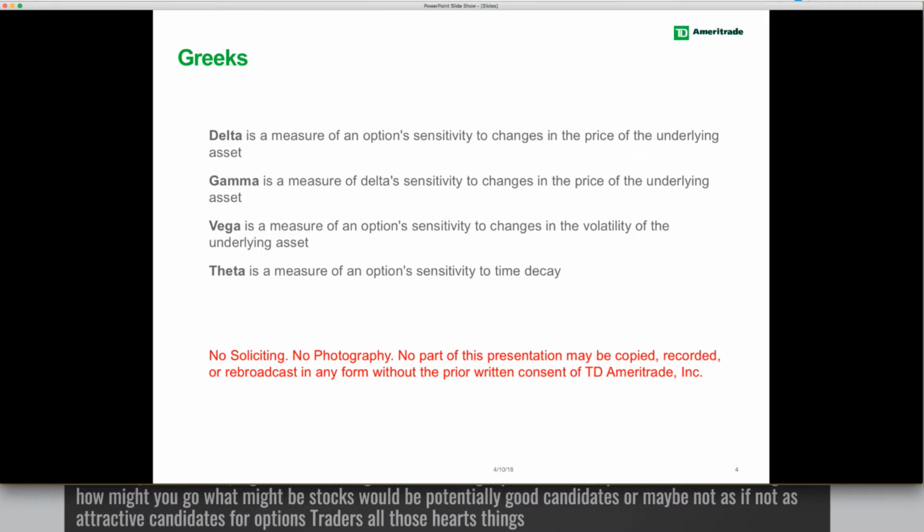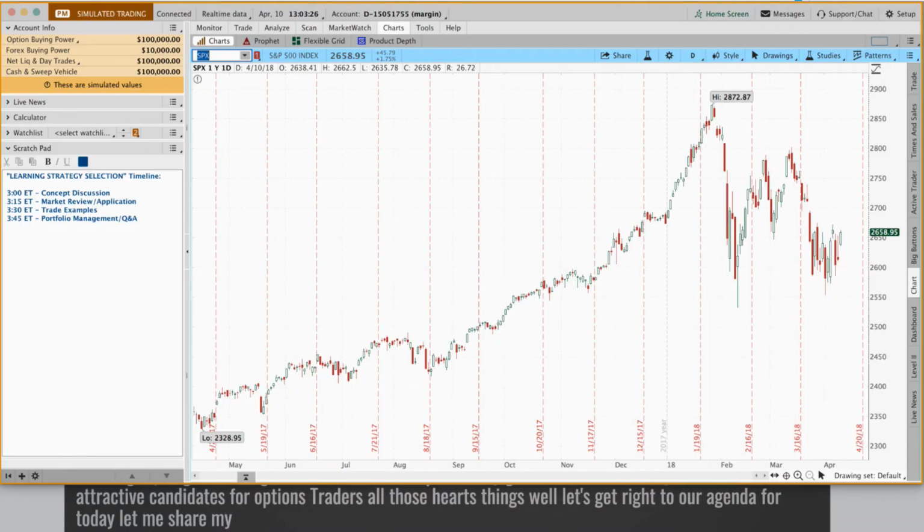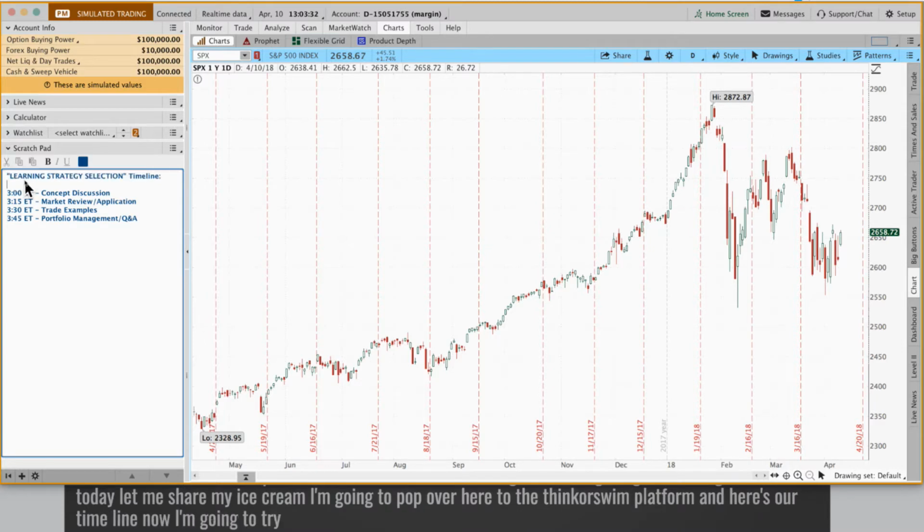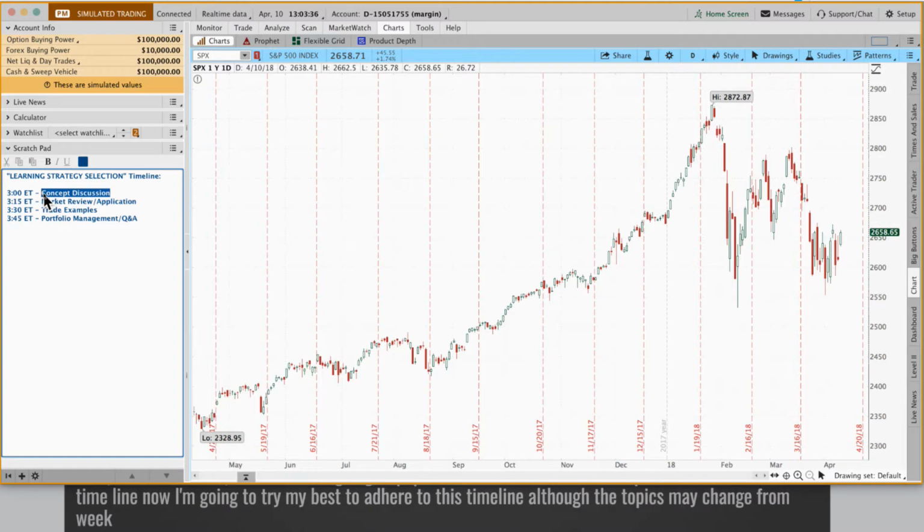All right. Well, let's get right to our agenda for today. Let me share my screen. I'm going to pop over here to the Thinkorswim platform. And here's our timeline. Now, I'm going to try my best to adhere to this timeline, although the topics may change from week to week. And I might even change the outline of the timeline. But as for today, here's the way that I have things planned.